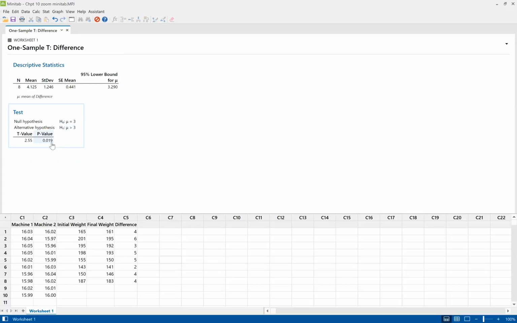So what do I look at here? 0.019. Well, 0.019 is less than 0.05. So I'm going to reject the null hypothesis, but that means I'm accepting the alternative hypothesis. You see what just happened here? My p-value tells me to reject the null hypothesis, but accept the alternative hypothesis.